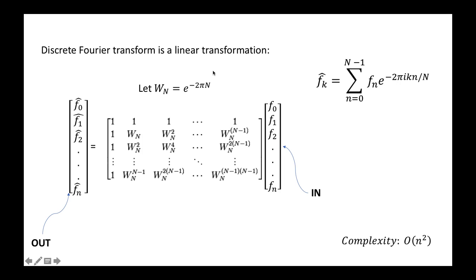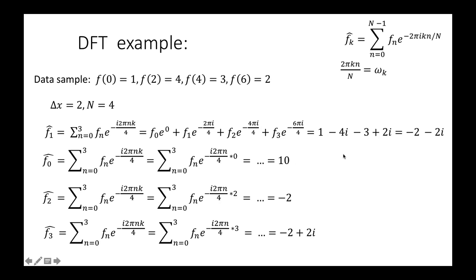Discrete Fourier transform is just a linear transformation, so we can represent the sum by a matrix-vector multiplication. Our input is our sample and our output is the coefficients near specific frequencies, and the complexity of this algorithm is N squared, so it's pretty complex. In a simple DFT example, we have 4 points, so capital N equals 4, and obviously delta x equals 2.